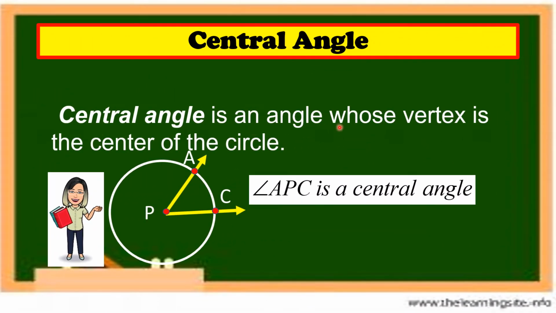Central angle is an angle whose vertex is the center of the circle. The center of the circle is point P. We have angle ABC with sides ray PA and ray BC. The vertex of the angle ABC is the center of the circle. If the vertex is the center of the circle, that angle is considered as a central angle.